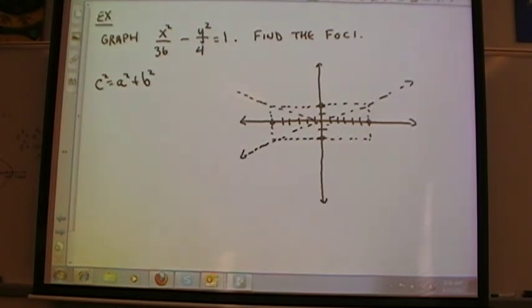2/6. 2 over 6 is 1/3. Yes. y equals 1/3 x and y equals negative 1/3 x, so plus or minus 1/3 x. Okay? And do you open it up, down, or left, right? Left, right, because the x is coming first.